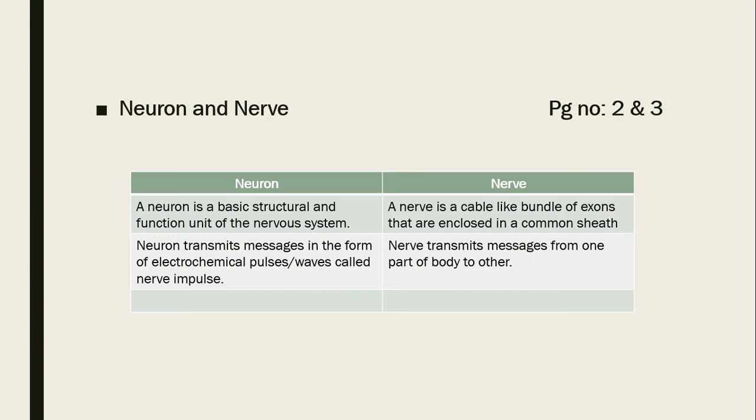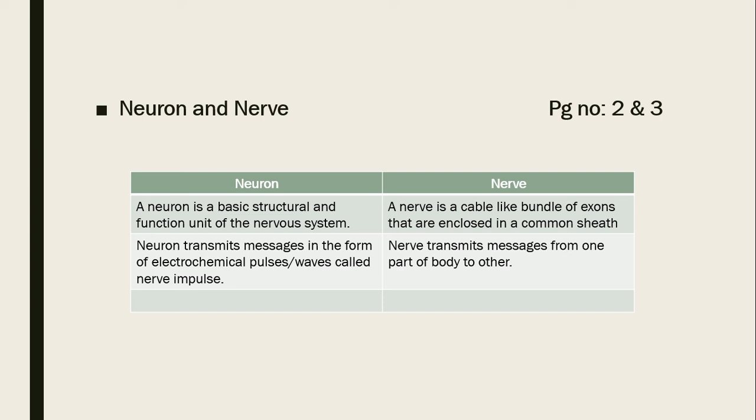The second difference that you have to tell is between neuron and nerve. What is a neuron? It's the basic structural and functional unit of the nervous system. And what is a nerve? A nerve is a cable-like bundle of axons that are enclosed in a common sheath. It's the exact language I have taken from your book on page number 2 and page number 3. It's the definition written over there. You need to select the data from there to answer this question.